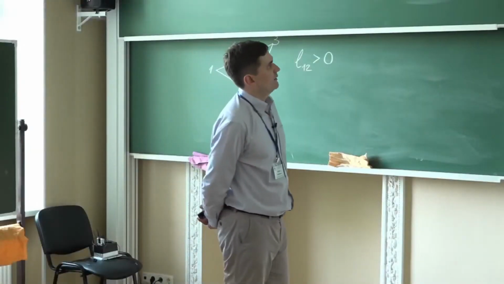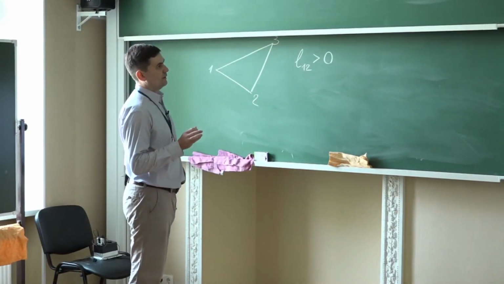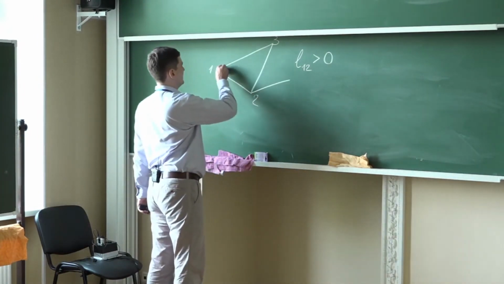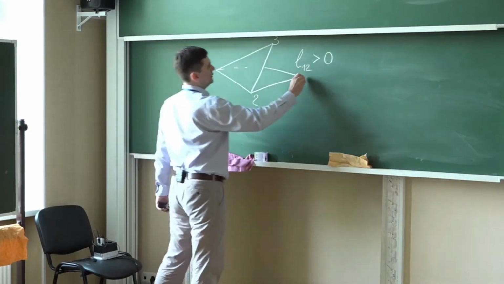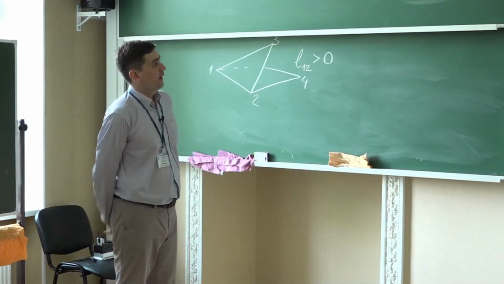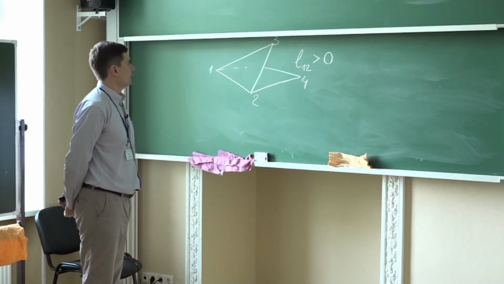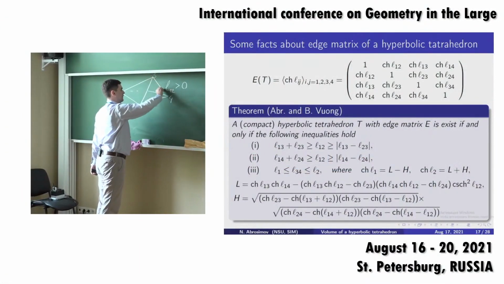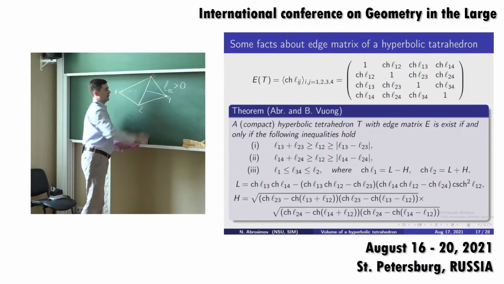Then the second inequality is a necessary and sufficient condition for the existence of the triangle in hyperbolic space with side lengths L12, L24, and L14. Okay. And if we set the distance between vertices 3 and 4, then we get a rigid construction.